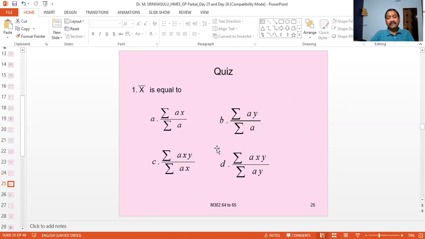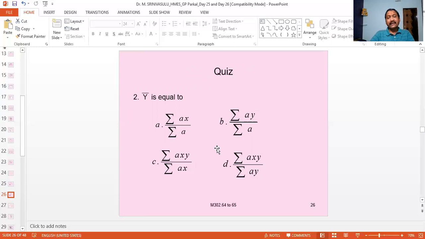Now a small quiz. x bar is equal to: the options are sigma x by sigma a, sigma a by sigma a, sigma axy by sigma ax, and sigma axy by sigma ay. We know that x bar, that is the x coordinate, is equal to sigma ax by sigma a. That is the first option. That is the answer.